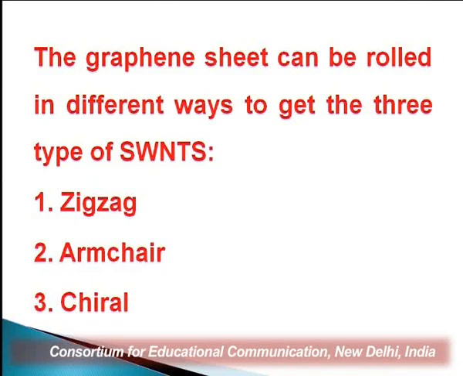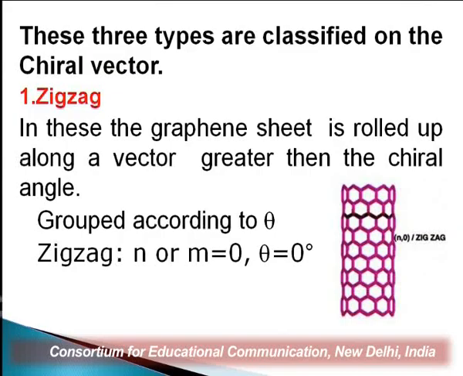Now the graphene sheet can be rolled in different ways, and on the basis of that the single wall carbon nanotubes are divided. How we roll the graphene sheet? On the basis of that, there are 3 forms of carbon nanotubes. One is the zigzag form, second is the armchair form, and third is the chiral form. It is only on the basis of the rolling of the graphene sheet.